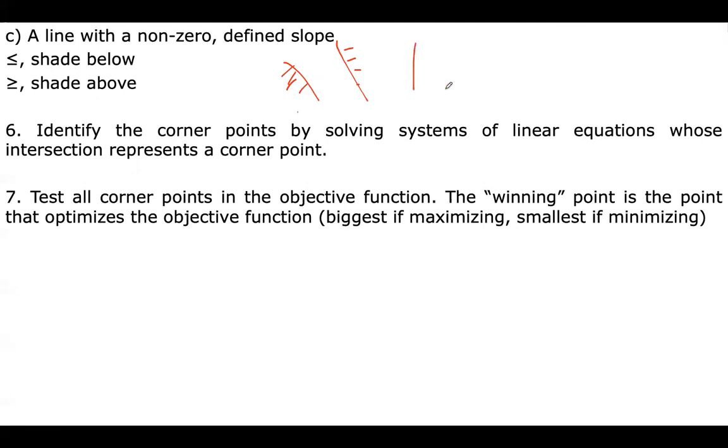Suppose this is the set of equations that I have represented, okay? And suppose this will be my feasible area. So this will be a corner point where these two equations are intersecting. So that will be my corner point. Okay, so test all corner points on the objective function. All these corner points we need to check. Okay, we'll be solving one sum as well so that you understand more clearly. So the winning point is the point that optimizes the objective function: biggest if maximizing and smallest if minimizing, right?